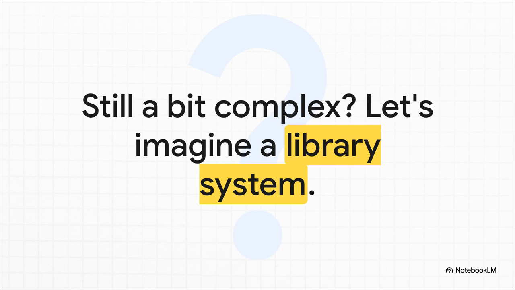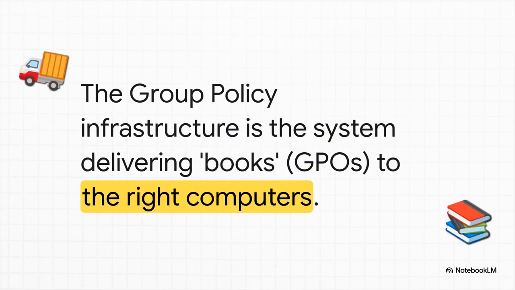First off, think of the entire group policy system as a massive library delivery service. Its only job is to get the right books, which are our policy settings, to the right library branches, which are our computers. The system itself doesn't need to know how to read the books. Its job is just to deliver them.